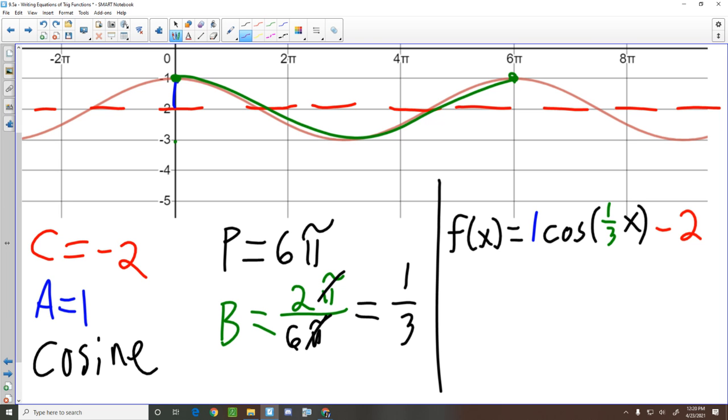If I were to write this nice and smooth, I'd write f of x equals cosine of x over 3 minus 2. I don't need the 1 in front of the cosine. And 1/3 of x is the same thing as just x over 3, minus 2. So that would be the preferred way to write it. But again, the earlier form I would not mark incorrect. It's just cleaned up a little bit.